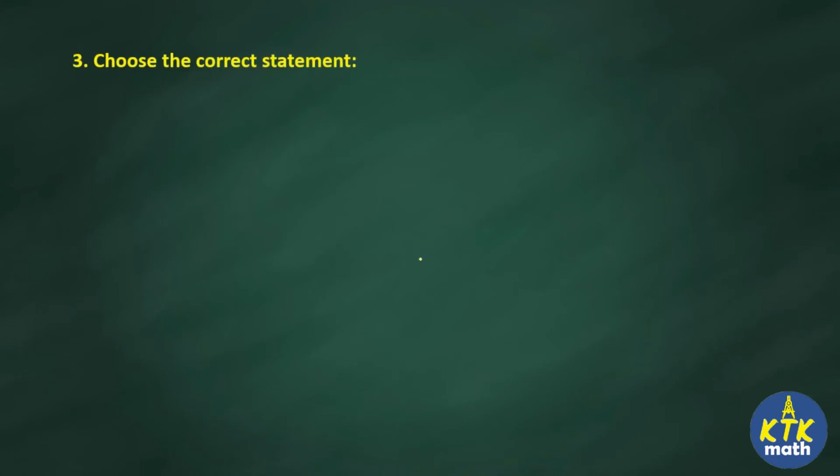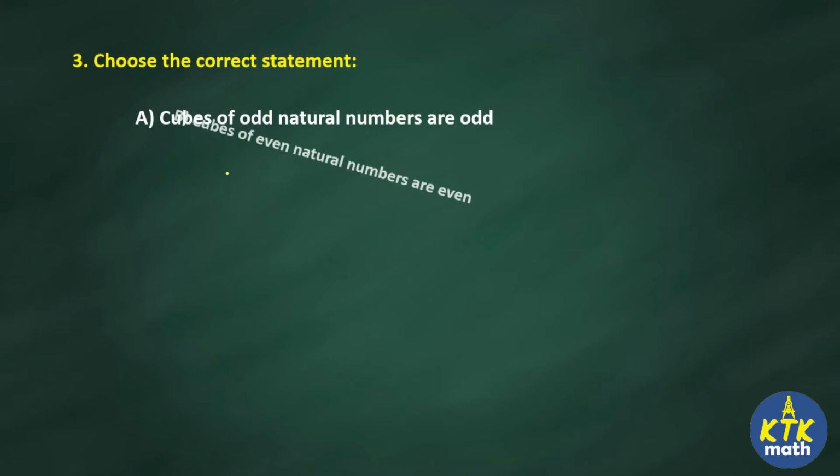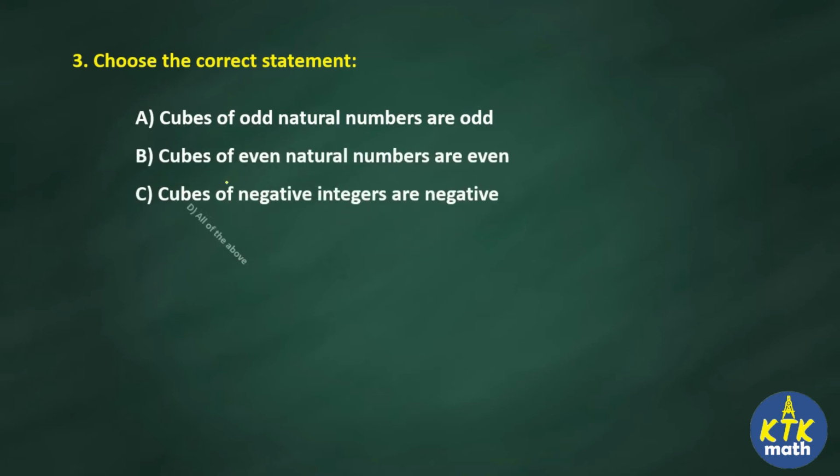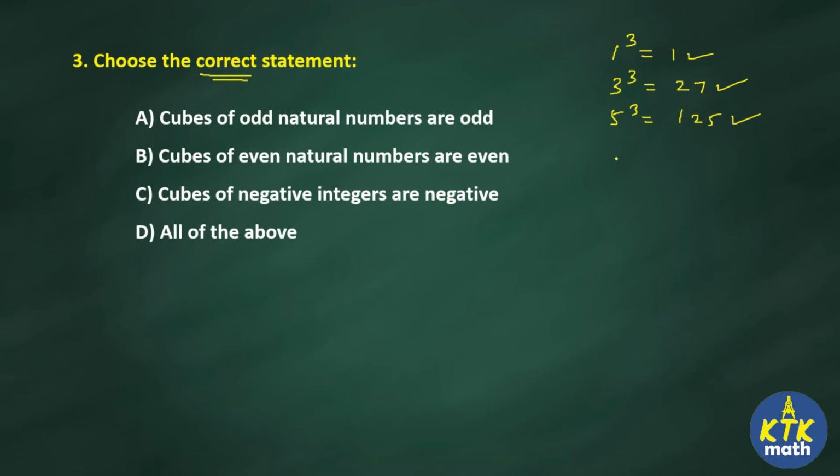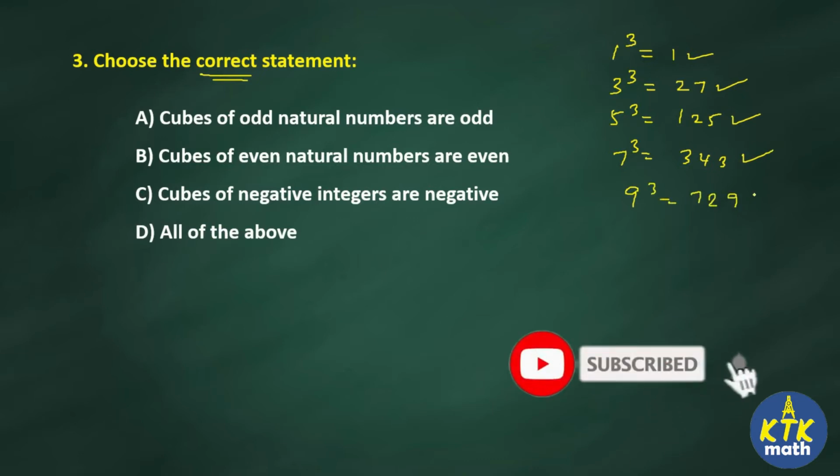Choose the correct statement. It's going to be a verbal question. They gave 4 options there. We need to find which of these statements is the correct one. First statement, cubes of odd natural numbers are odd. Just to go through odd natural numbers, 1 cube is going to be 1 only, and then 3 cube is going to be 27. It's again an odd number. Then 5 cube is going to be 125. It's again an odd number. 7 cube is going to be 343, which is again an odd number. Then 9 cube is also 729, which is again an odd number.